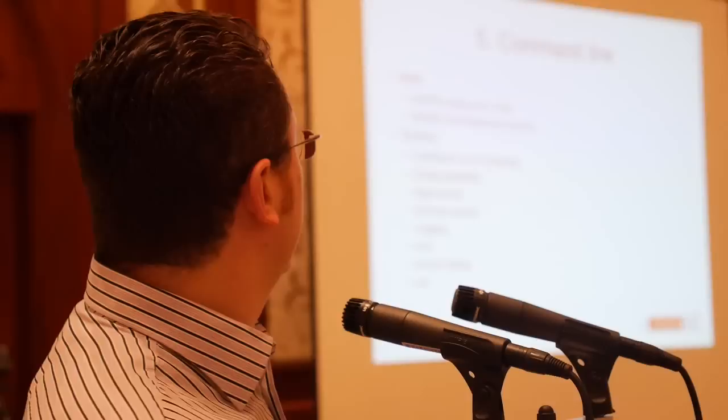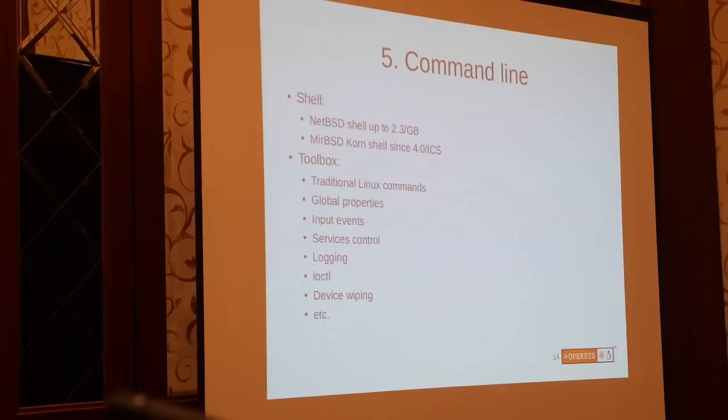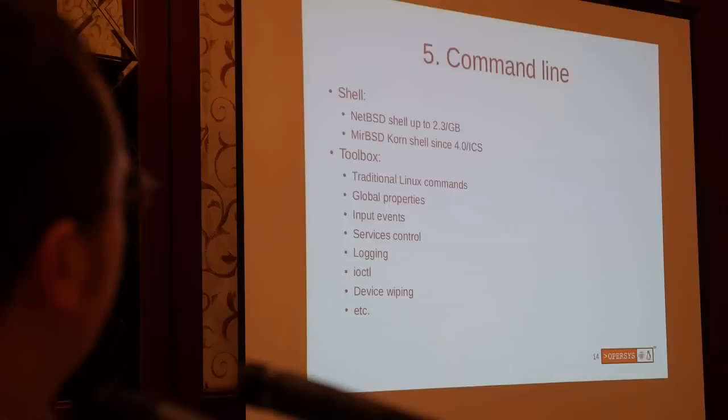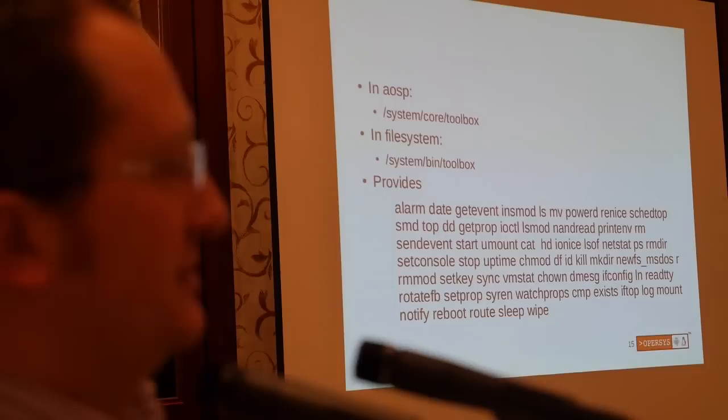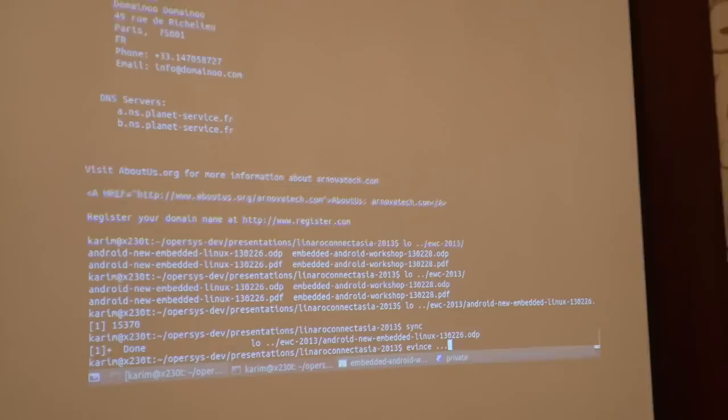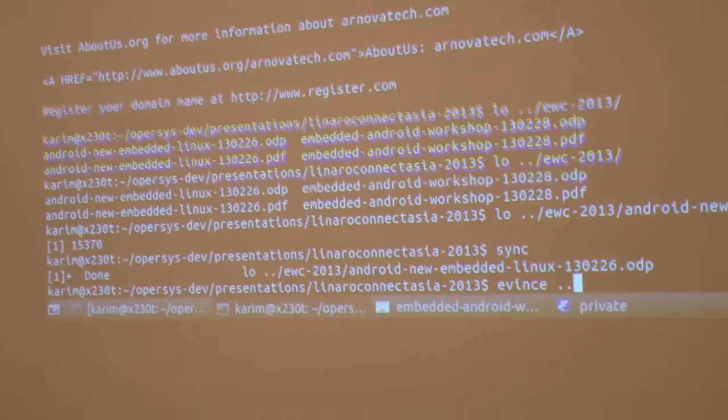So toolbox is a whole bunch of different commands like traditional Linux commands, stuff for managing properties, services, and so on and so forth. And I'll show you the property stuff in a second. So in the AOSP, it's in system/core/toolbox, and in the actual file system in /system/bin/toolbox, and it provides this set of commands. This is very limited if you compare it to BusyBox, for example. All right, let me actually show that to you. Okay, so let's do this.